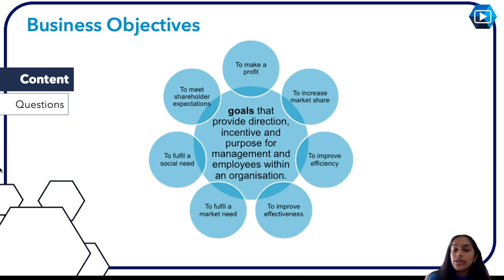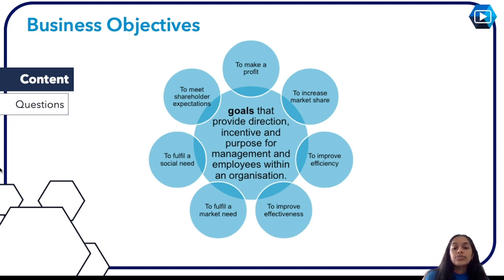So the first one is to make a profit. Pretty self-explanatory. Profit is given by the equation of revenue minus expenses, so it's about either increasing revenue or potentially decreasing expenses. The second one is to increase market share. Market share is the proportion of sales that a business holds in a particular industry or market. And so a business is seeking to drive up their sales. If they increase their sales, that would subsequently lead to an increase in market share as well.